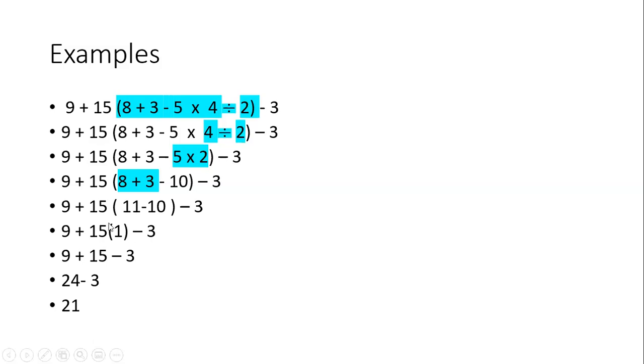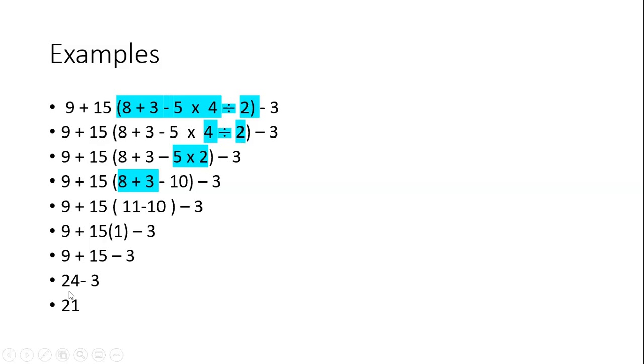Even with this one, when we reach this stage, realize that with plus and minus it doesn't really matter which one we work out first. So we can work out 15 minus 3, which gives us 12, or we could have said 9 plus 15, which gives us 24, and then work out the other part. So then that gives us 21.